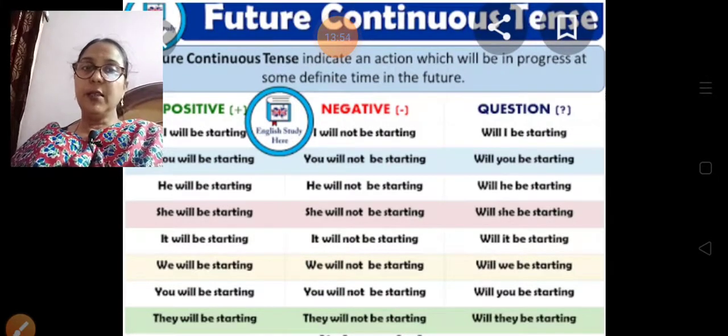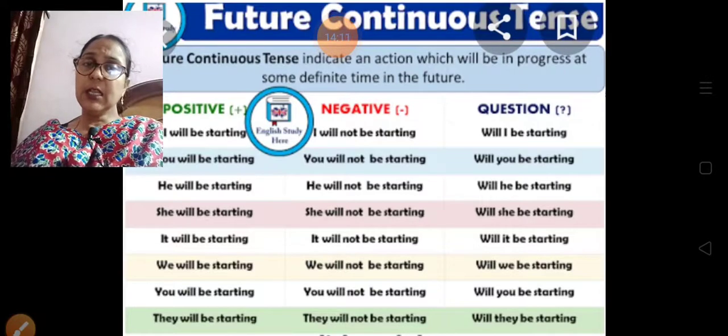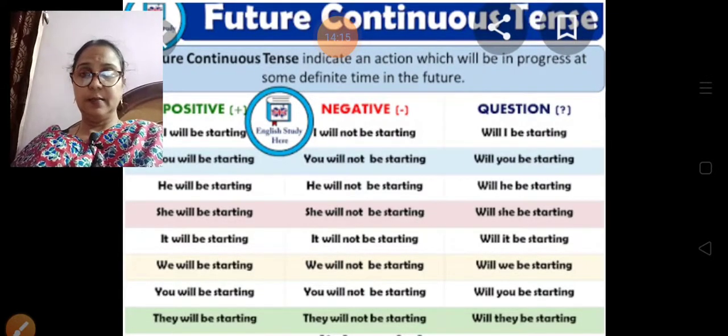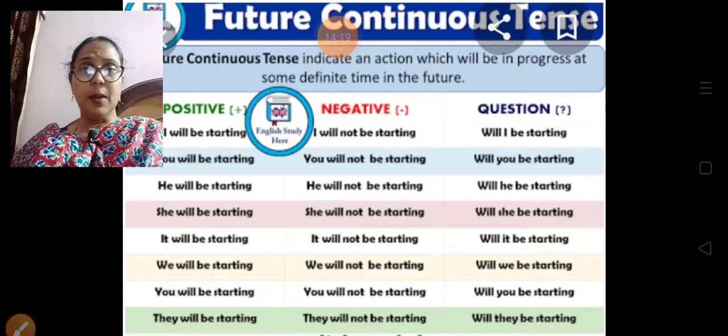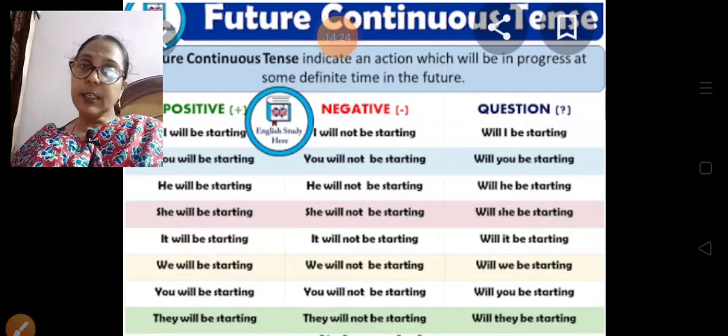Now let's see the positive form of the future continuous tense. As you all know, positive form means it's a simple sentence. He will be starting. He will be going. We will be completing the task. So these are the examples of future continuous tense.